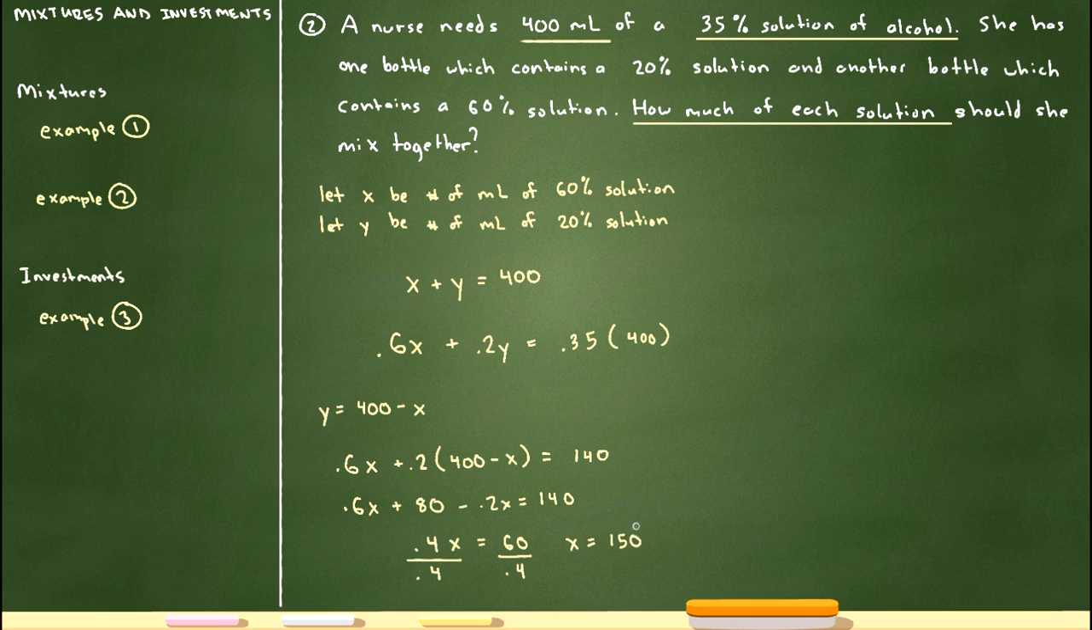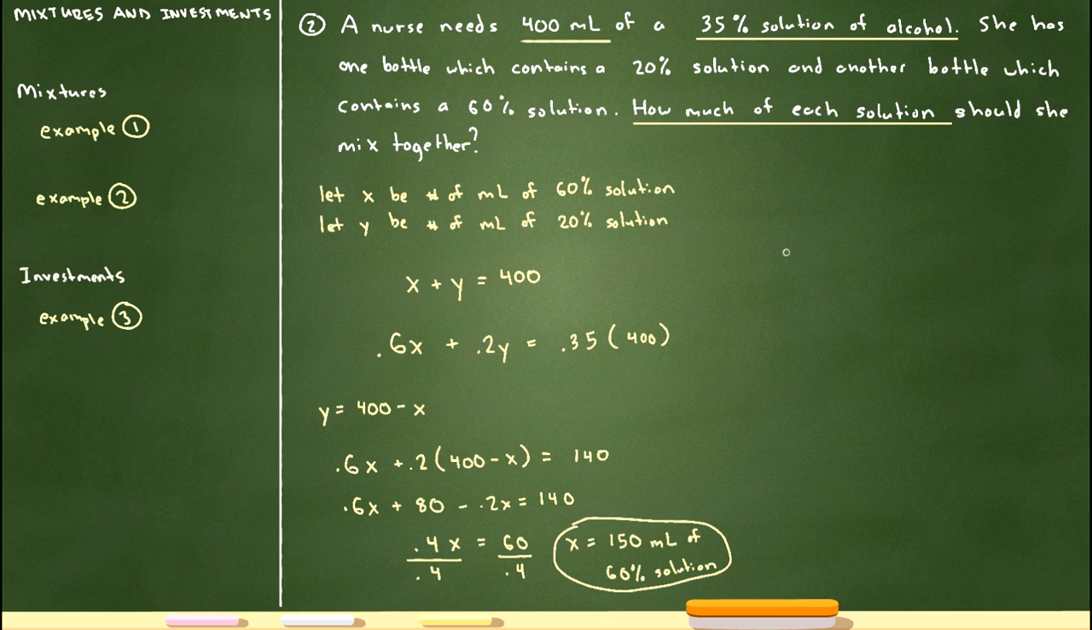And what does x represent? Well, that's the milliliters of the 60% solution. Great. So now this is half of our answer, so let me circle this answer here. Now the other half: we need how much of each solution? Well, we know 150 milliliters of the 60%. Now what about y?